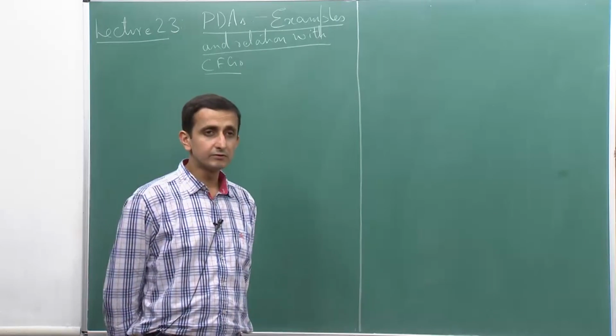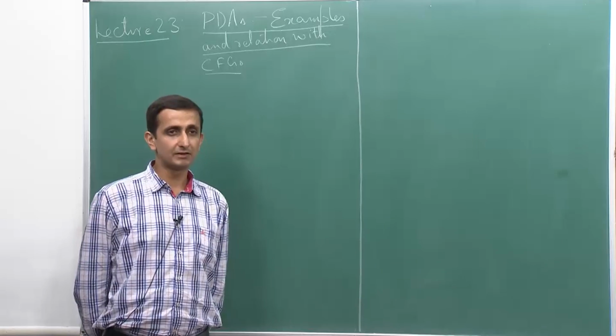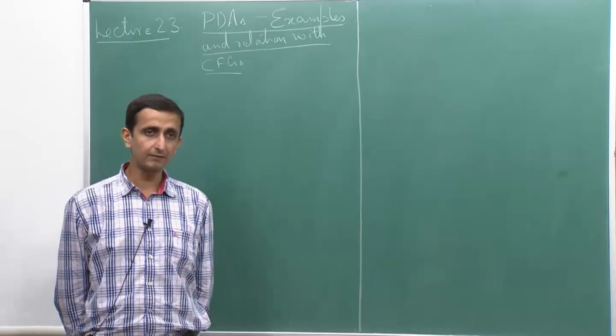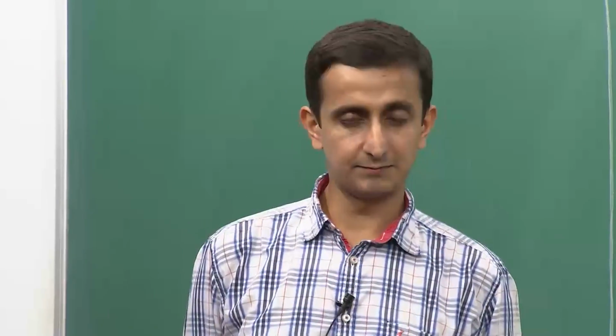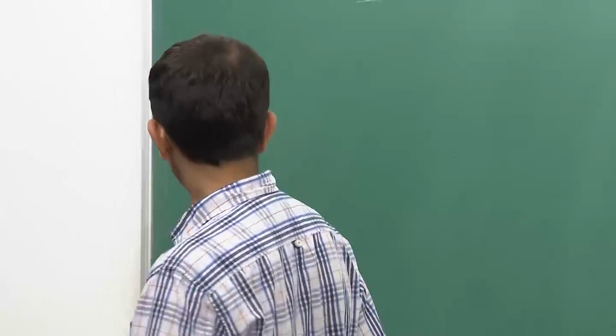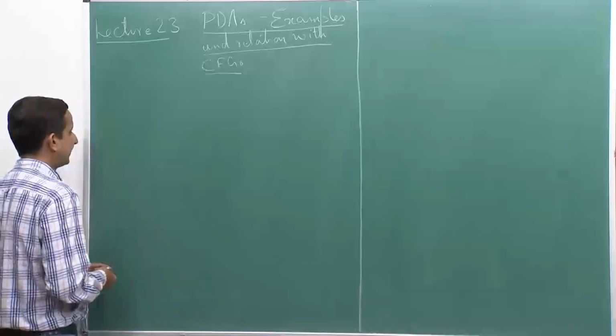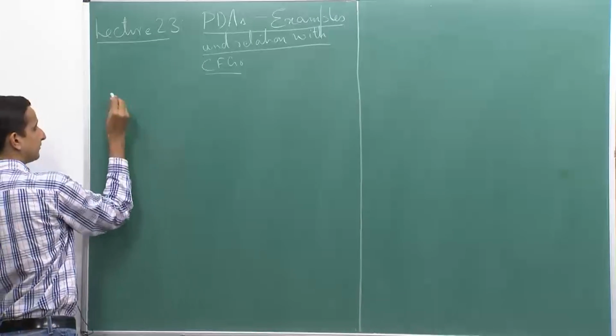Hello everybody, welcome to lecture 23 of this course. Today we are going to start by looking at some more examples of push-down automata. Then we will try and explore the connection between context-free grammars and push-down automata. In other words, we will look at the class of languages accepted by push-down automata versus the class of languages accepted by context-free grammars, and see what the relation between these two classes is. So, let us start by looking at the following example.